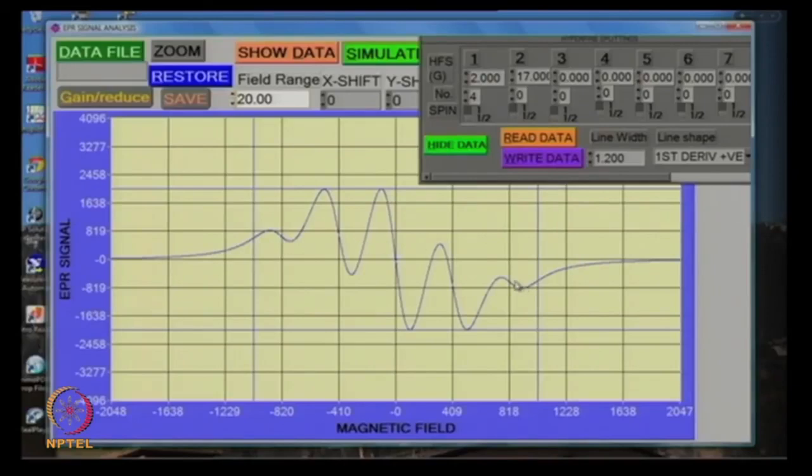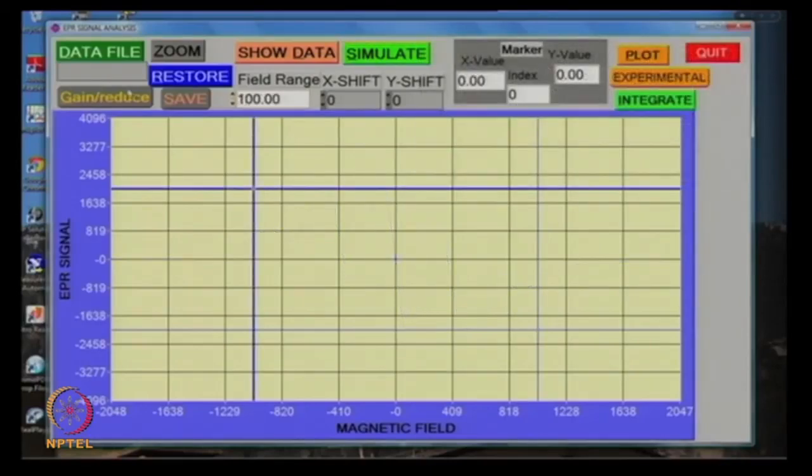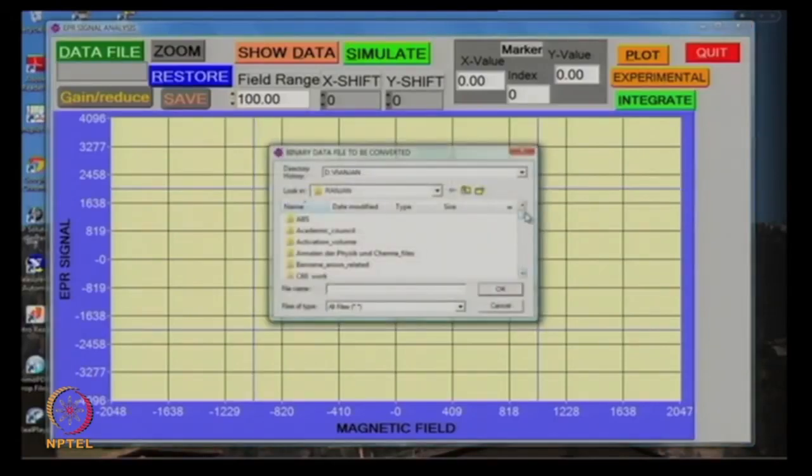Indeed. So that means that here it will be very difficult to measure the line width and the coupling constant accurately. So we need to use this simulation program to compare with our experimental spectrum and get an accurate estimate of the hyperfine coupling constant and line width. So to do that, we first load our experimental spectrum which has been recorded earlier, and this is here.